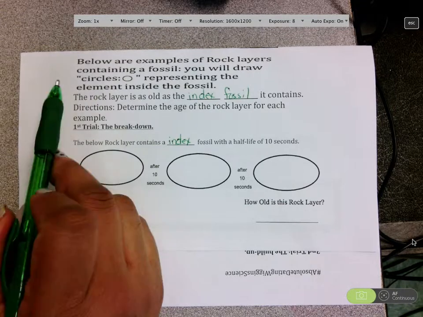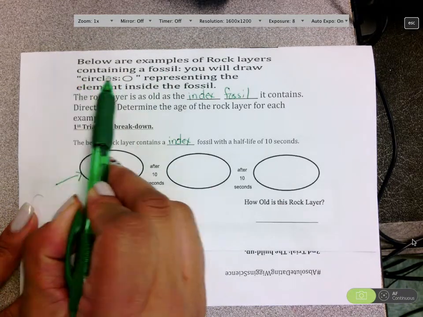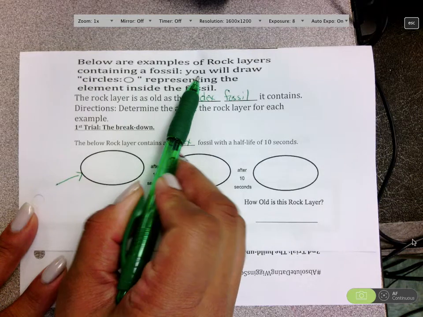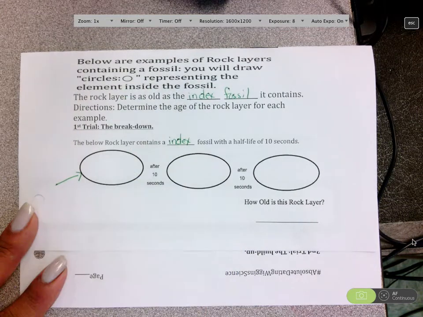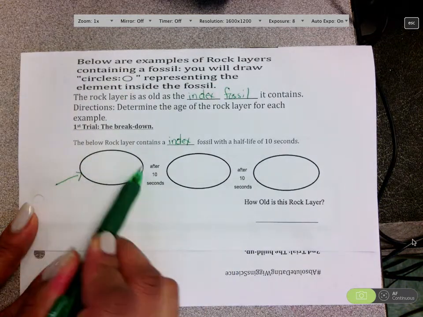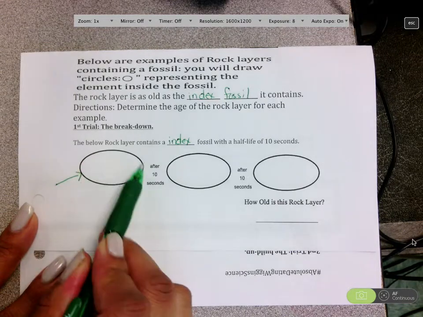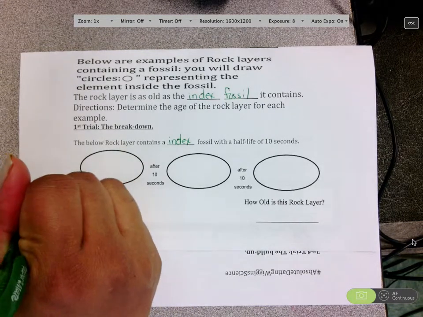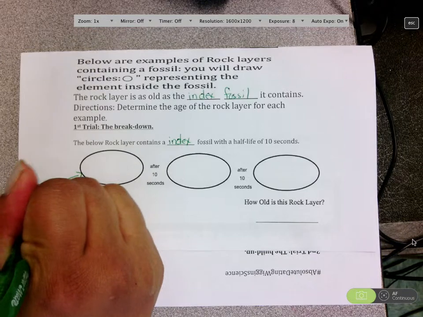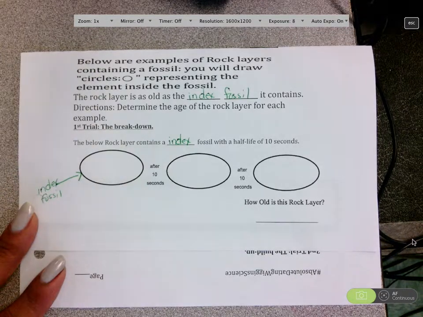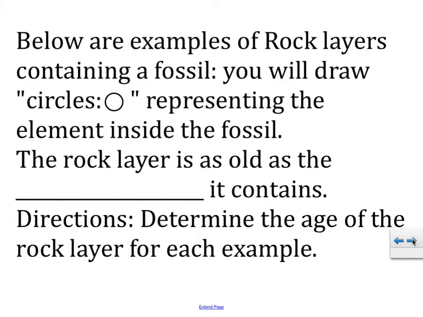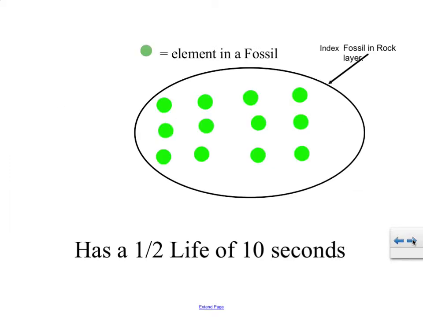The fossil. Below are examples of rock layers containing a fossil that you will draw circles representing the element inside the fossil. So what is this? The element inside the fossil. What is this? This is the fossil. Okay. Here we have our index fossil.